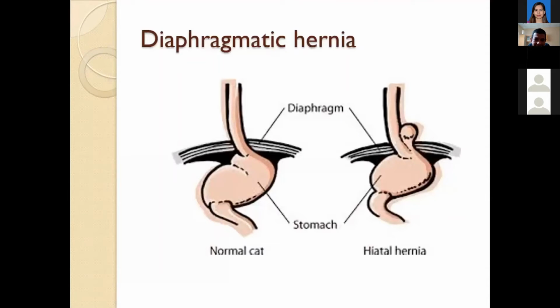So this is a sliding hernia, hiatus hernia, a slide of the stomach from the abdomen into the thoracic cavity through the diaphragm at the side of the esophagus, with the esophagus piercing the diaphragm.